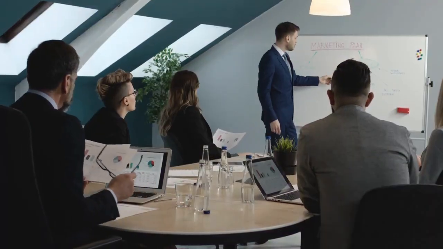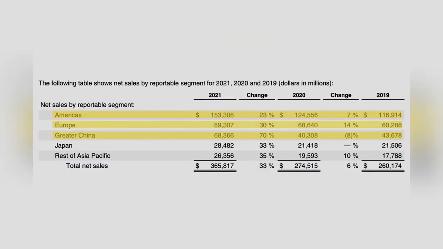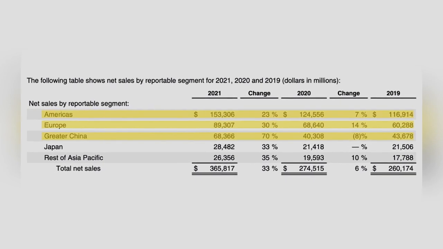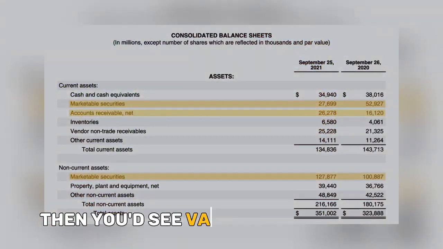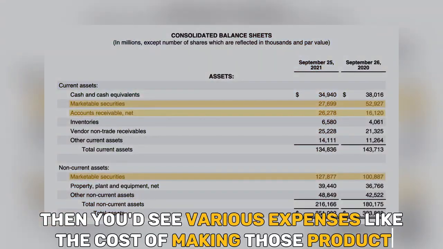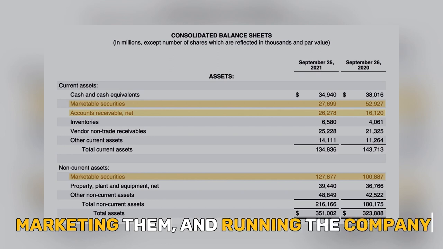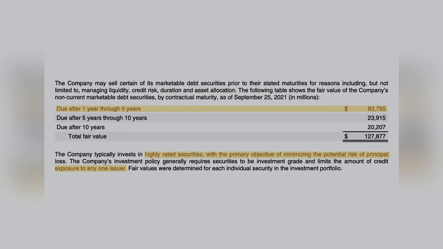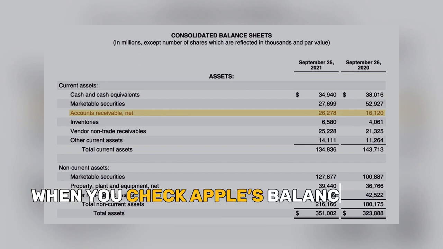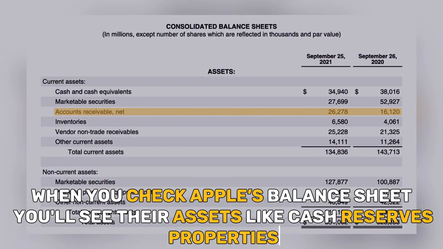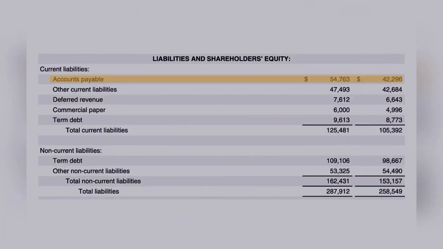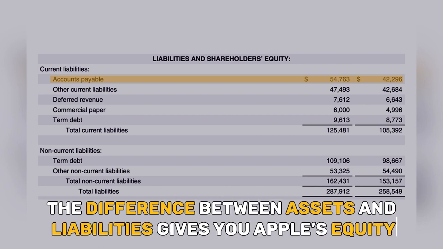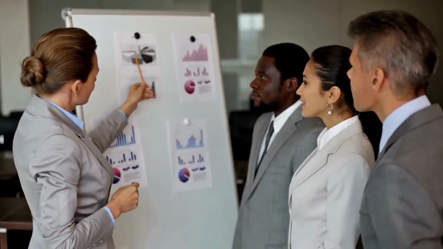Now let's look at a real example, Apple Inc. If you were to look at Apple's income statement, you'd see a line for revenue, how much money they make from selling iPhones, MacBooks, etc. Then you'd see various expenses like the cost of making those products, marketing them, and running the company. What's left over is their profit. Simple, right? When you check Apple's balance sheet, you'll see their assets like cash reserves, properties, and even intellectual property. Then come the liabilities, what they owe to suppliers or in loans. The difference between assets and liabilities gives you Apple's equity, what the company is actually worth.